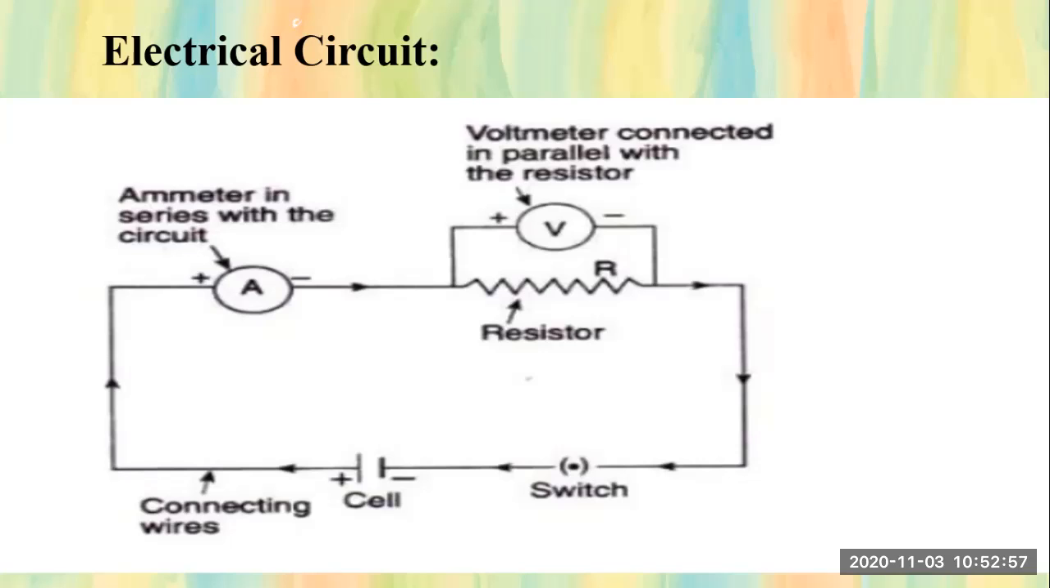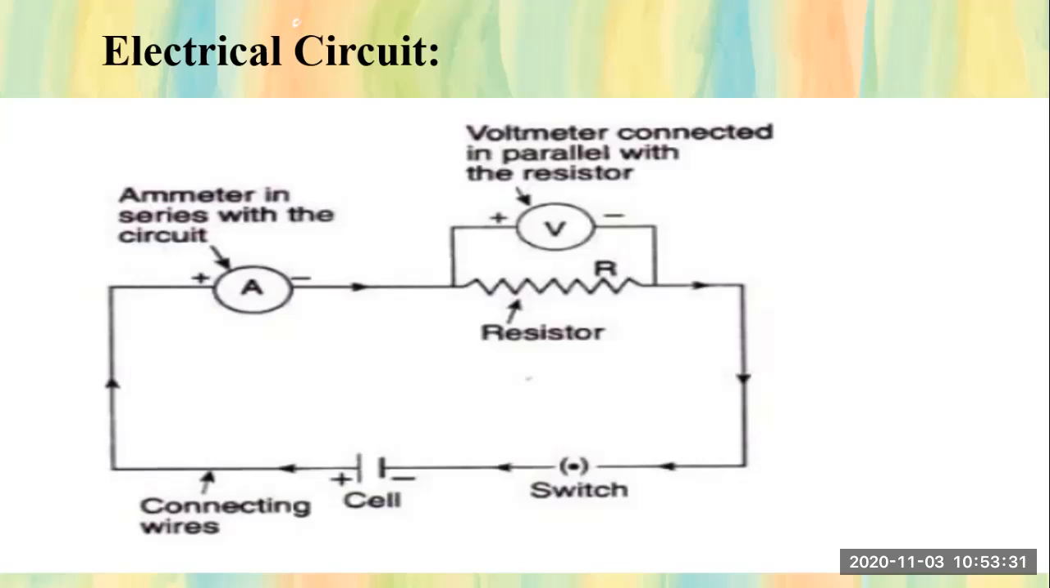Now can you see a circle in which a capital A is written and it has positive and negative marked? This capital A is the symbol of an ammeter. An ammeter is always connected in series with the circuit. Now see why it is connected in series. If it is connected in series with the circuit, it can actually measure the amount of current flowing in the circuit, right? So hence an ammeter is always connected in series with the circuit.